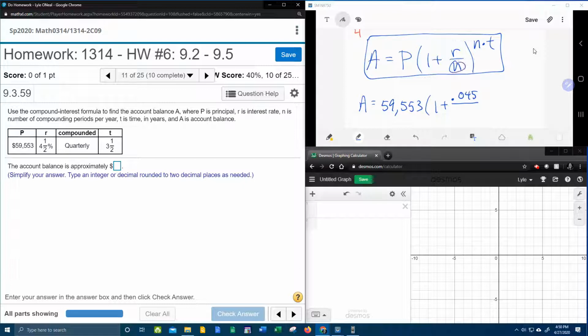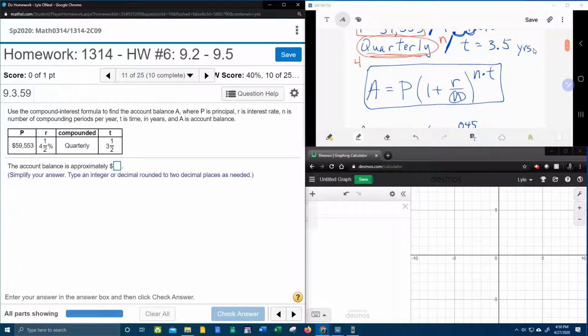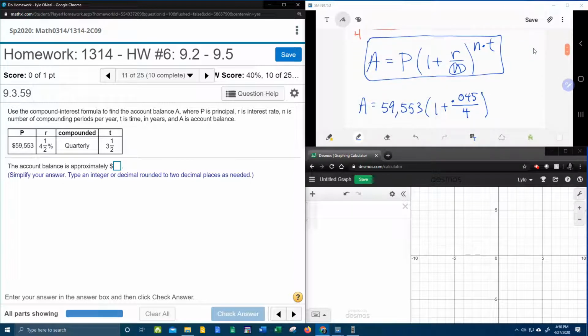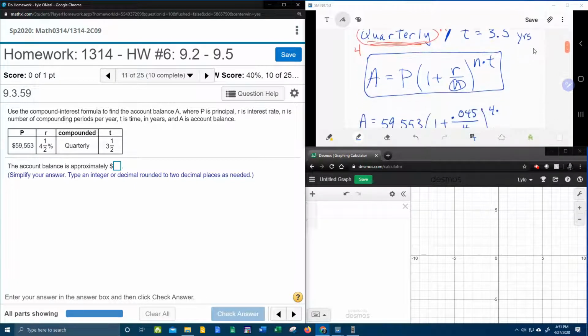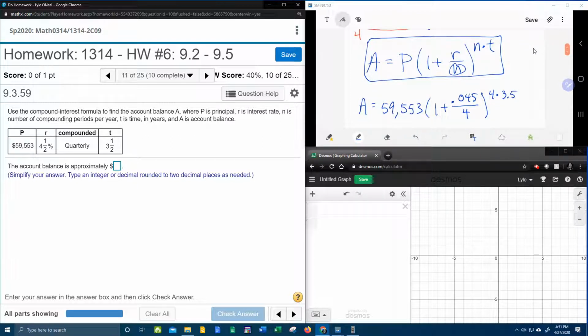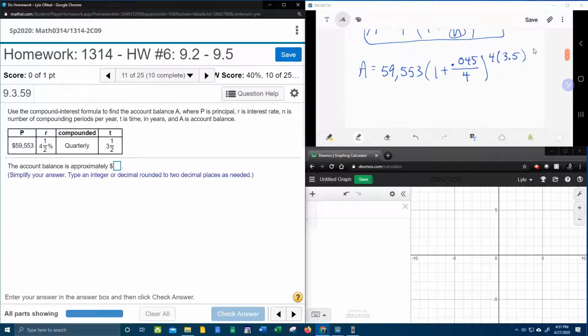N, remember N is the number of compounds per year, and if they say quarterly, that's 4. Parentheses, raised to the N times T. So that's going to be 4 times 3.5. And I don't know about you, that looks a little confusing with those 2 dots there. So what I'm going to do is change that notation, and I'm going to say 4 times 3.5. I'm going to use a parenthesis to indicate multiplication. All right, so now your job is to actually calculate all of that junk out to a single value.